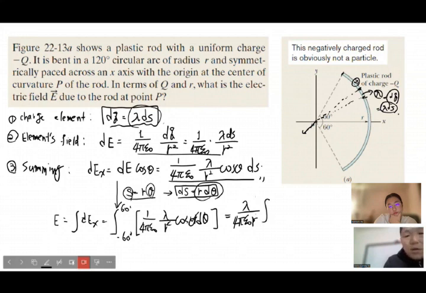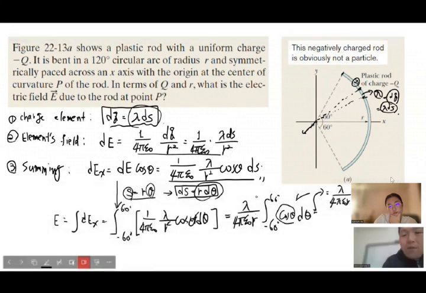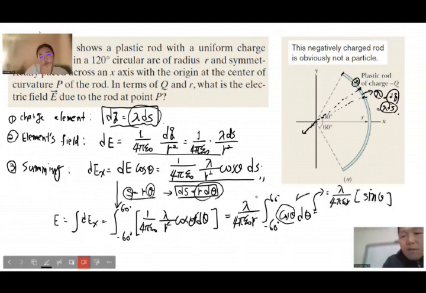So the equation becomes the integral from minus 60 to 60 degrees of cosine theta d theta. The integral of cosine is sine theta. So now this can be replaced with sine theta evaluated from minus 60 degrees to 60 degrees. 60 degrees is the same as pi over 3.